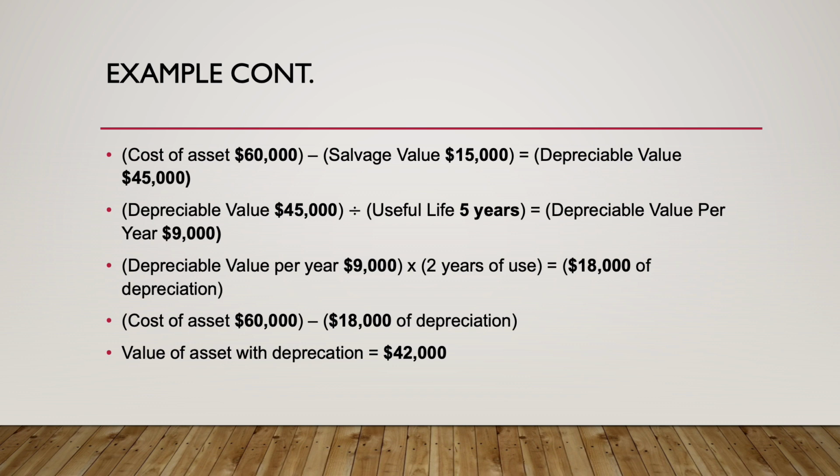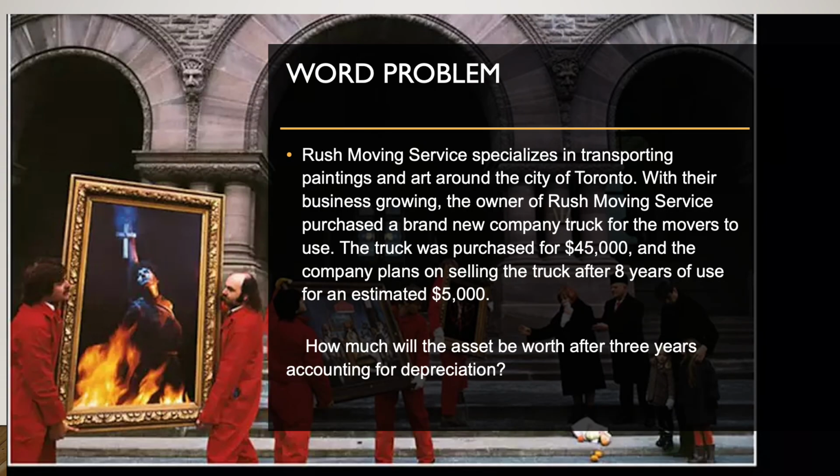Now, let's get into a word problem. Rush Moving Service specializes in transporting paintings and art around the city of Toronto. With their business growing, the owner of Rush Moving Service purchased a brand new company truck for the movers to use. The truck was purchased for $45,000, and the company plans on selling the truck after 8 years for an estimated $5,000. How much will the asset be worth in 3 years, accounting for depreciation?